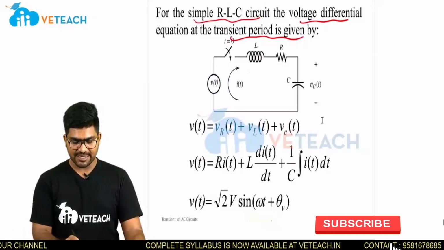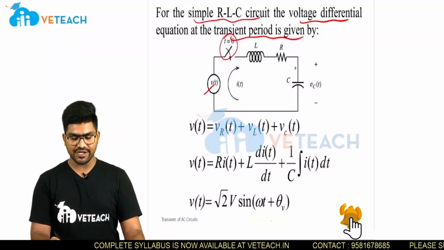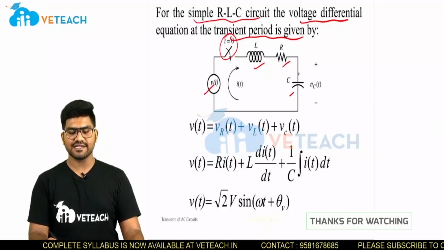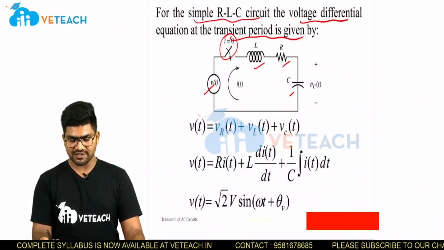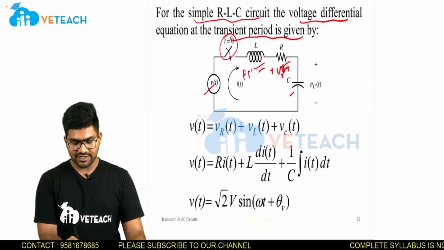So this is the circuit. V of t is the AC input and at t equal to 0 the switch is closed. So R, L, C are connected in series. Vc of t is the voltage across the capacitor, Vr of t is the voltage across the resistor, and VL of t is the voltage across the inductor.